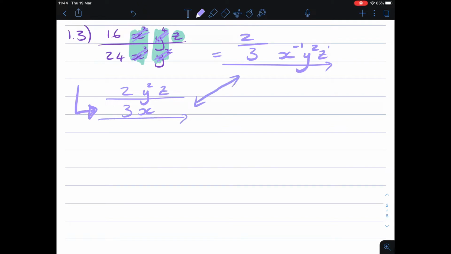So these two might look completely different, but they actually do have the same value. So we don't need you to leave it in positive exponent form. So you're more than welcome to do this, or you can do this one.